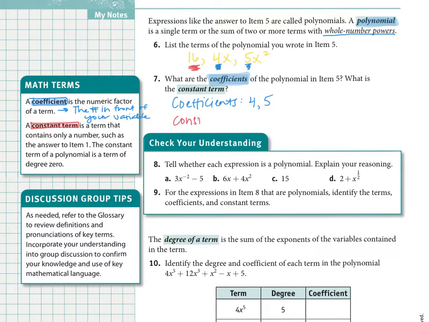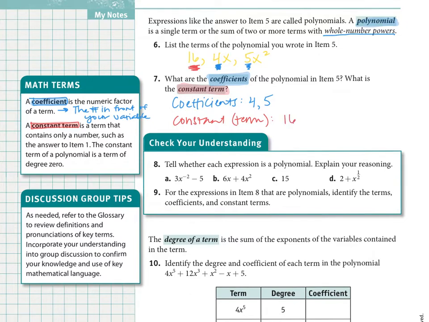So constant term. Now, a lot of the times you'll hear a teacher say constant most of the time. We do like to say constant term whenever we can, but constant is the same thing. We know that's going to be 16.